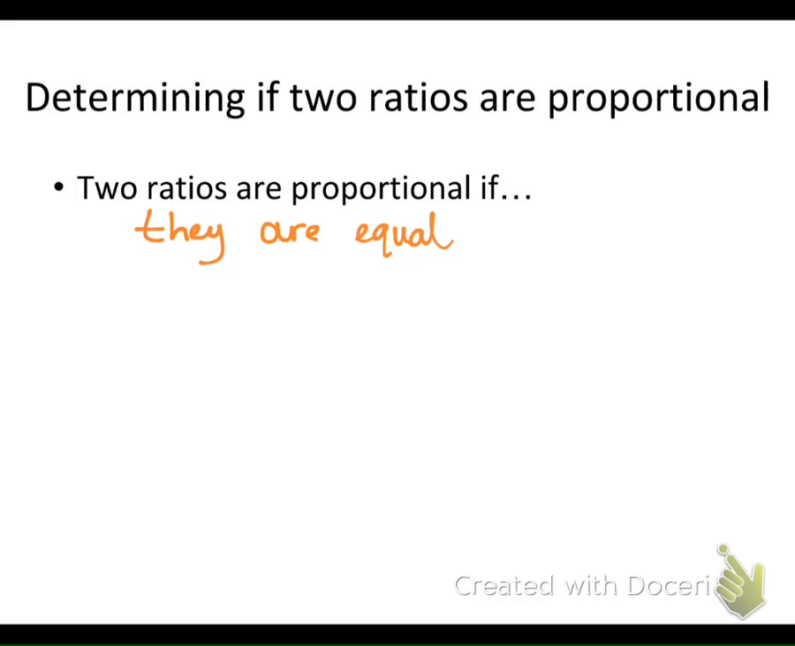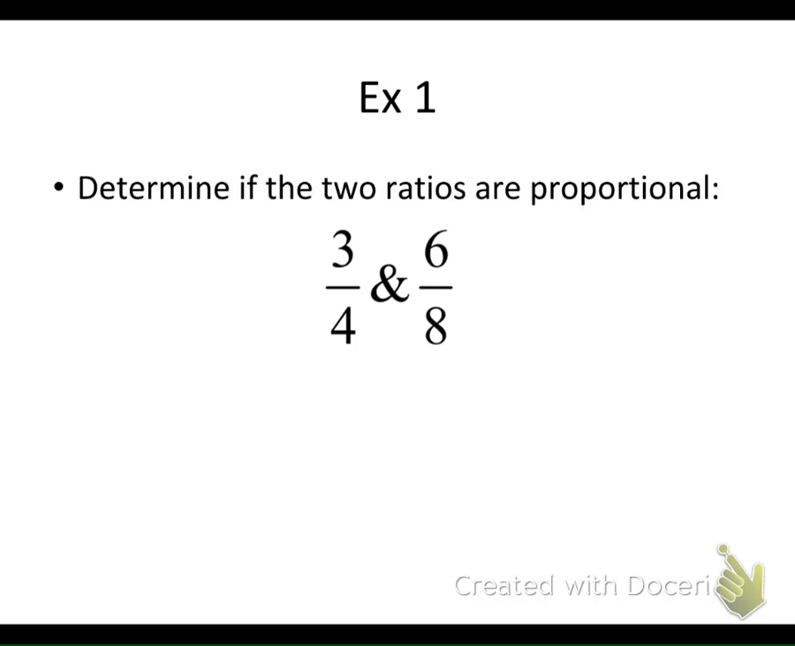Now what does that all mean? So let's look at example number 1. You're given two ratios here, 3/4 and 6/8. There are a couple of different ways you can determine if these ratios are proportional. The first method, since they're in fraction form, is to simplify each fraction. Is 3/4 in simplest form? No. What about 6/8?